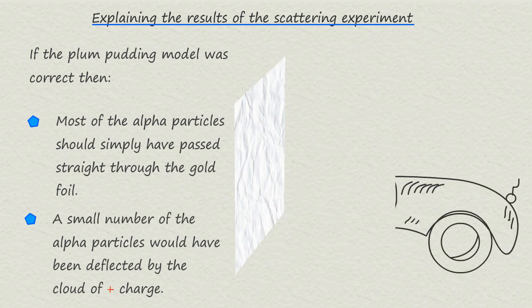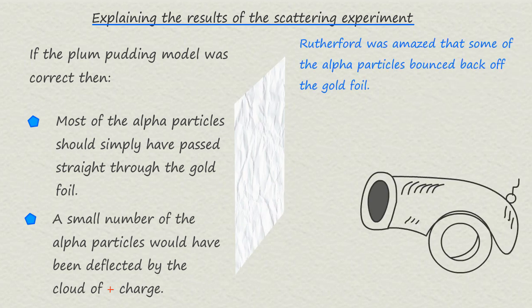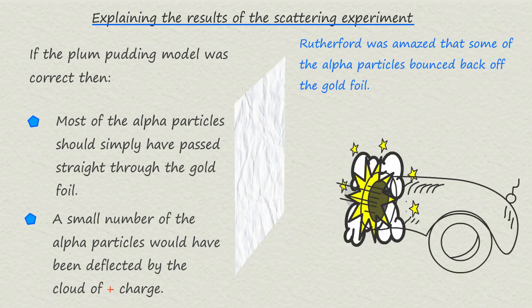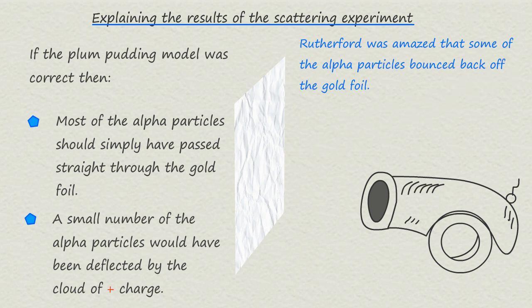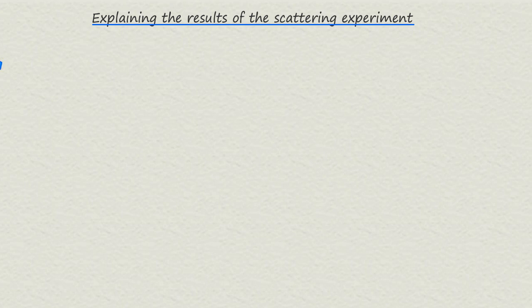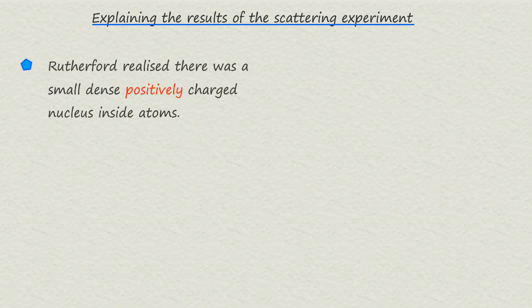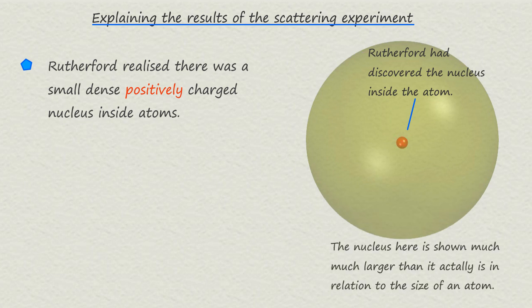The most astonishing result for Rutherford was that around 1 in 10,000 of the alpha particles bounced straight back from the gold foil. Rutherford said at the time that it was as if someone had fired a 15-inch artillery shell at a piece of tissue paper and it had rebounded and hit you. From this observation, Rutherford realised that there must be something very small and very dense in the centre of atoms, since only a small number of the alpha particles actually bounce back.